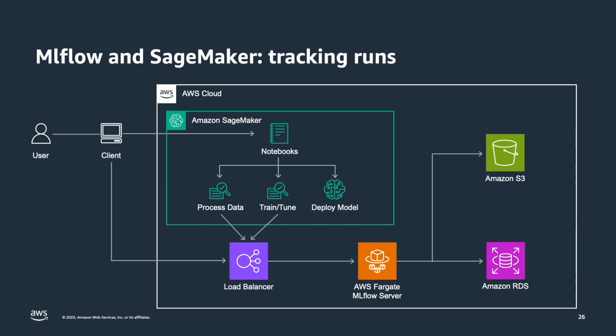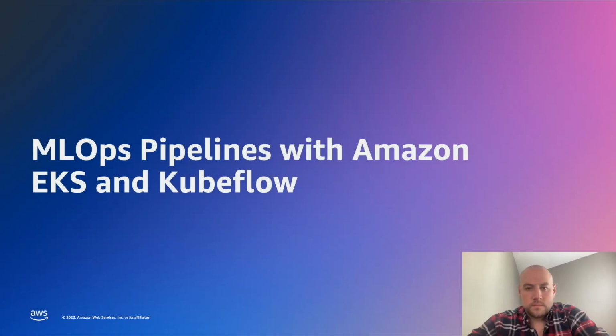All right, now I want to pass it off to Nathan Arnold to cover our next solution, Amazon EKS and Kubeflow. Thank you, James. Again, my name is Nathan Arnold. I am a Senior Solutions Architect here at AWS, and we're going to take a look at one last tech stack today with another open source project, Kubeflow, hosted on the Amazon Elastic Kubernetes Service, EKS, as another option for building and running your MLOps pipelines.